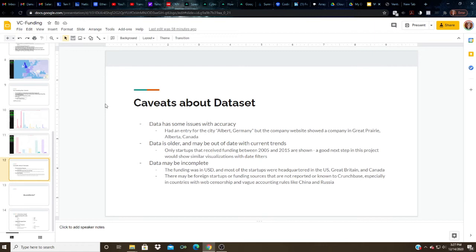because this is a United States centric data set. Since it does have the fundings in United States dollars, I think most of the startups were in the US, Great Britain, and Canada, especially the United States. And the data is from Crunchbase, and I think that's an American company. So there might be information that isn't getting entered into this database on Crunchbase, like foreign startups or funding sources that aren't known.